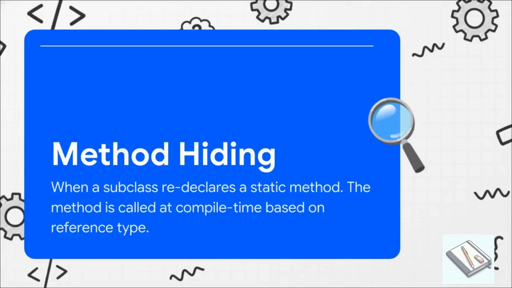So what happens if you try? If you create a static method in a child class with the same signature as one in the parent, you're not overriding. You're doing something else called method hiding. The easiest way to think about it is this. With true overriding, the decision on which method to run is made at runtime based on the object. With method hiding, the decision is made at compile time based on the variable's type. It is a super subtle but really important difference.